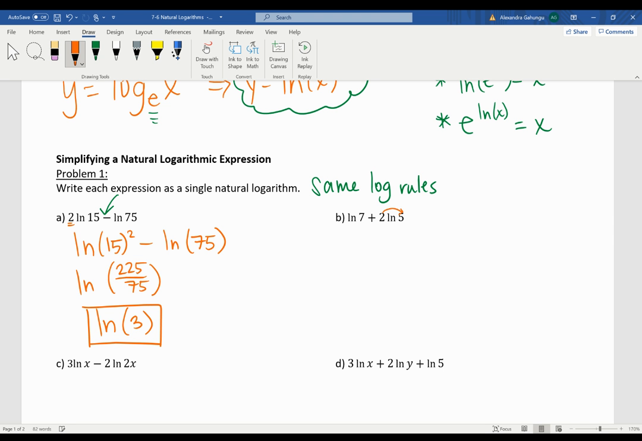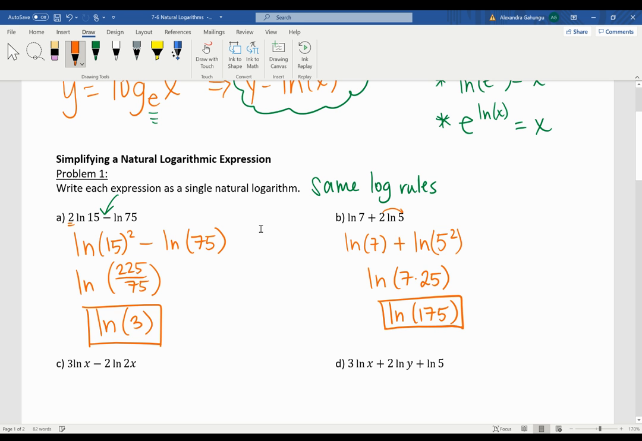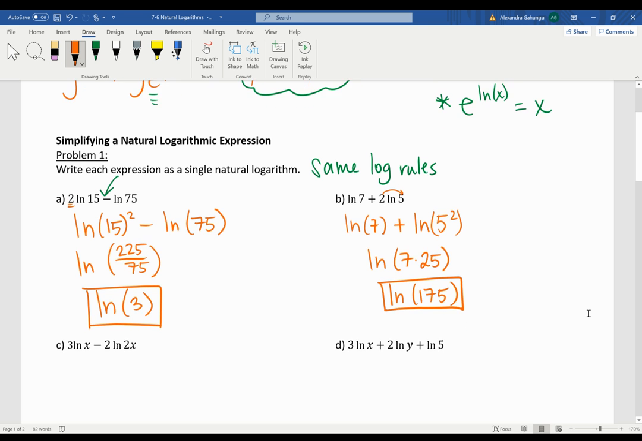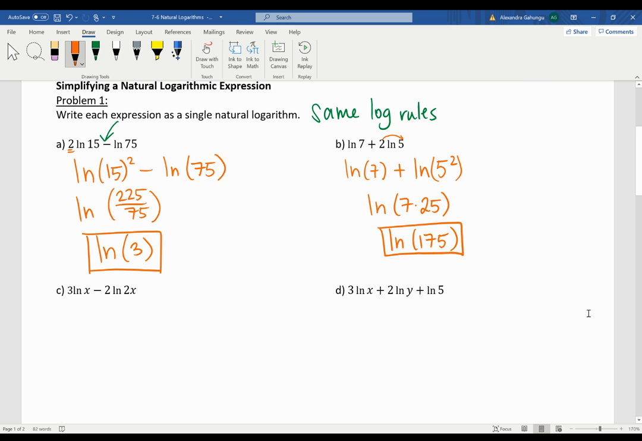So it's a lot of the same manipulating that we did before. So again, here, we're moving that guy. So it's the ln of 7 plus the ln of 5 squared. You can write parentheses. You don't have to write parentheses. And since there's a plus in between, that means we're going to multiply 7 and 25. So we are taking the ln of 175.